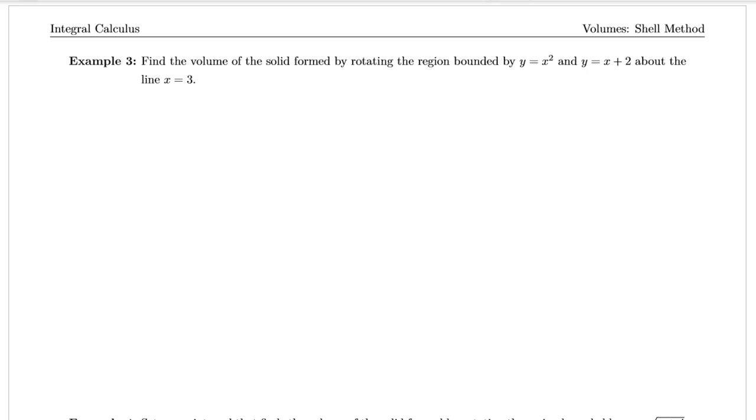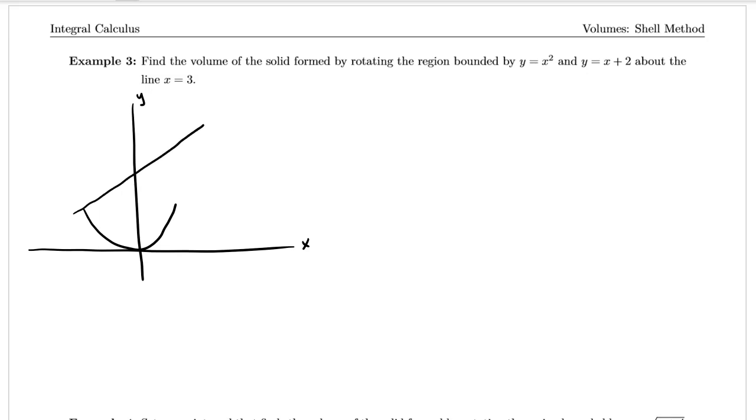Example 3 says, find the volume of the solid formed by rotating the region bounded by y equals x squared and y equals x plus 2 about the line x equals 3. So here's my y-axis, here's my x-axis. Y equals x squared looks something like that. Y equals x plus 2 looks something like that.